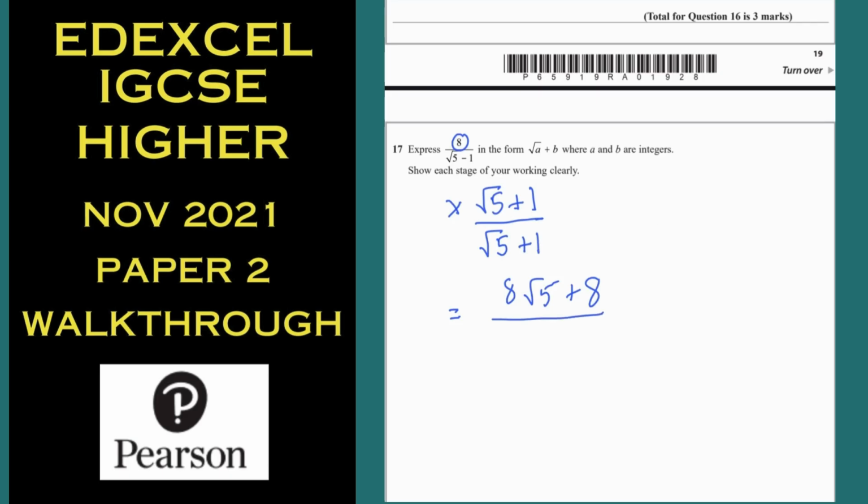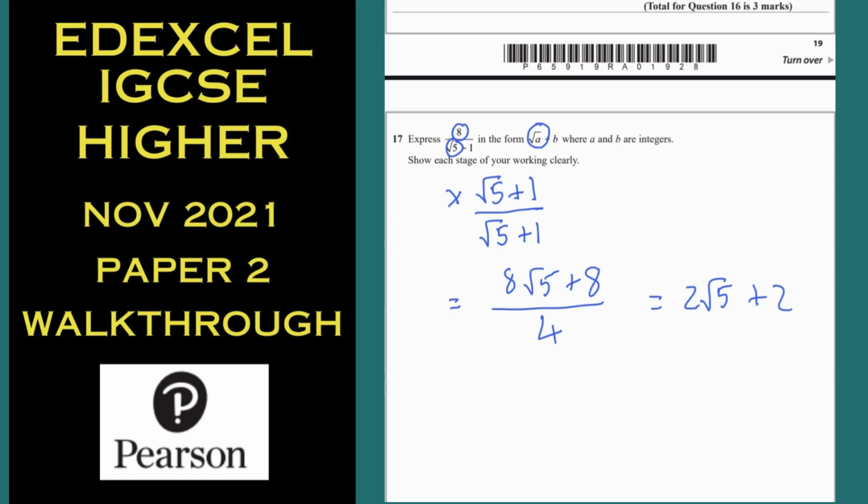And when you do bottom times bottom, you only need to do the root 5 times the root 5 and the negative 1 times positive 1 to get 4. As you can see, everything in the numerator divides by 4, so we can make it all cancel down to 2 root 5 plus 2. But here's the problem. That's not the answer. It doesn't say that you have a number in front of the surd. We need to do something with that 2.